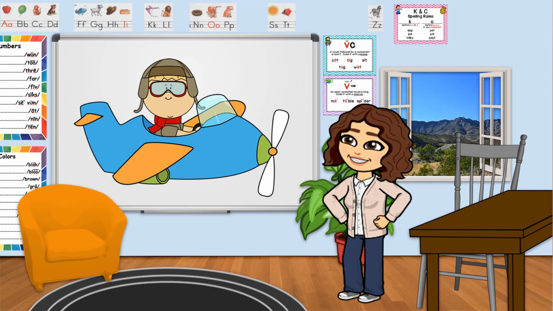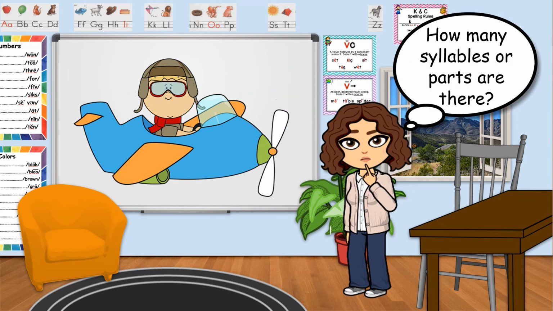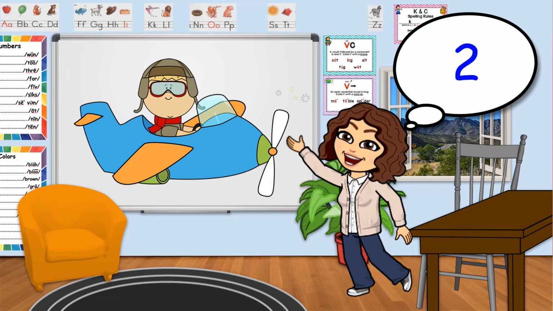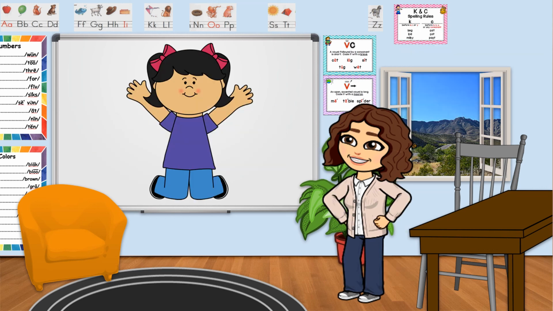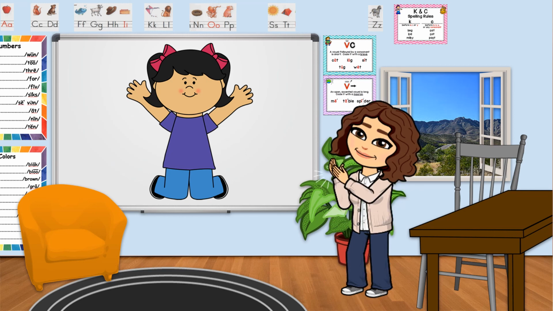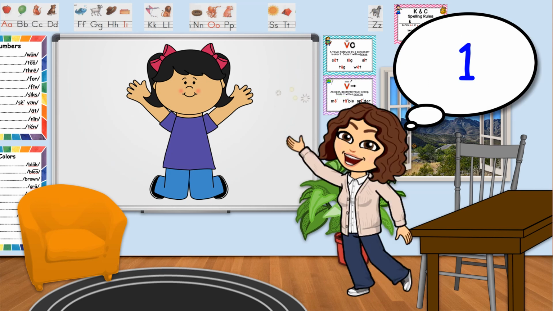Pilot. Let's clap it out. Pilot. How many syllables are in this word? There are two syllables in this word. Girl. Let's clap it out. Girl. How many syllables are in this word? There is one syllable in this word.